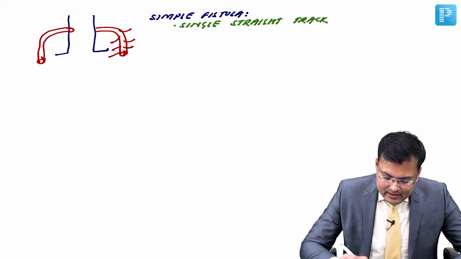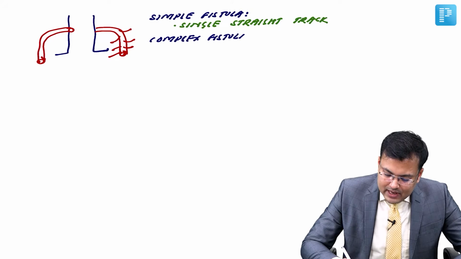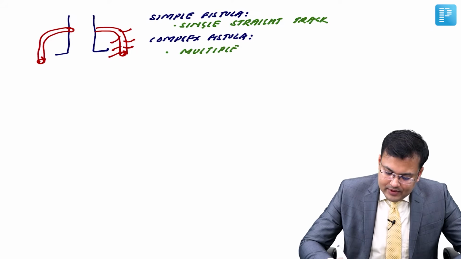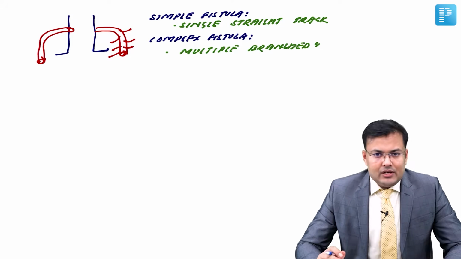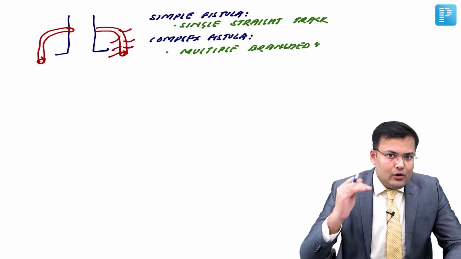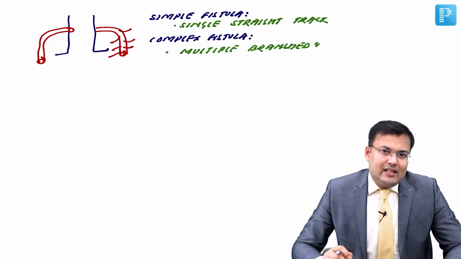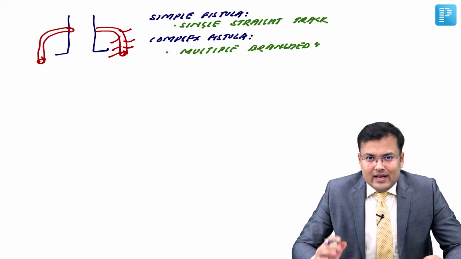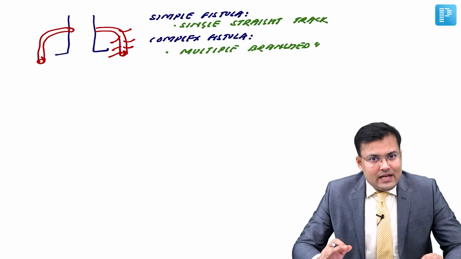And then there is complex fistula, and the complex fistula is having multiple branched tract. After that, there is another definition: high-lying fistula and low-lying fistula. So this is in relation to one structure, and that's known as anorectal ring. This was asked many times in exam in anatomy as well as in surgery.